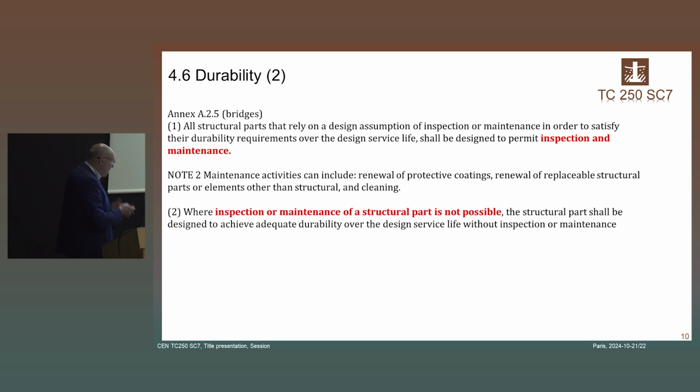in case of durability, it should have the possibility to inspect or to have maintenance of the structure to check whether the durability of the structure is at stake. Of course, there's a second clause: when you can't do it, then you have to design your structure so that the durability is guaranteed without inspection during its lifetime. But inspection and maintenance, I think it's an important issue in case of durability.